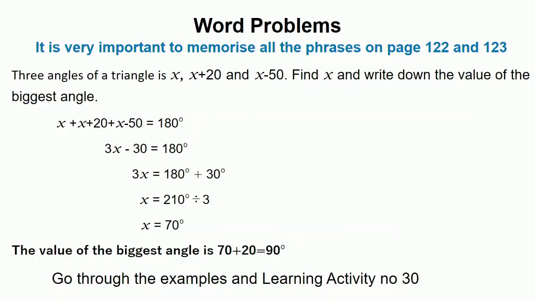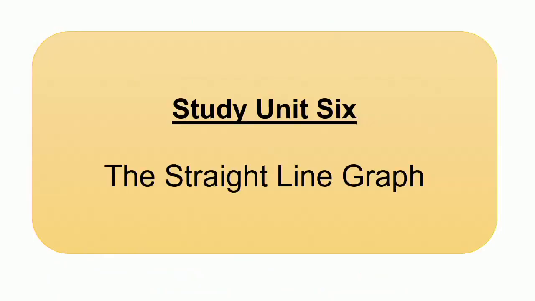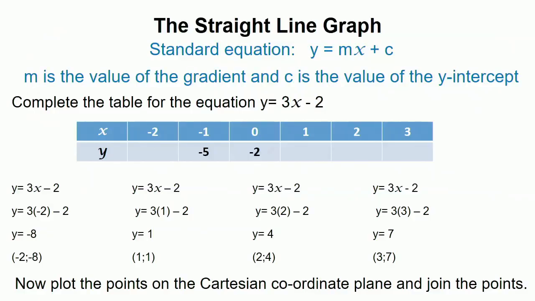Learning activity number 30 will give you some more examples. So we get to study unit 6 now, the straight line. And the straight line, standard form, standard equation, y is mx plus c. m is the gradient, c is the y-intercept. Gradient means the steepness of the line.